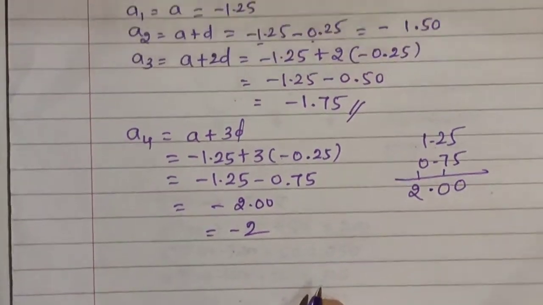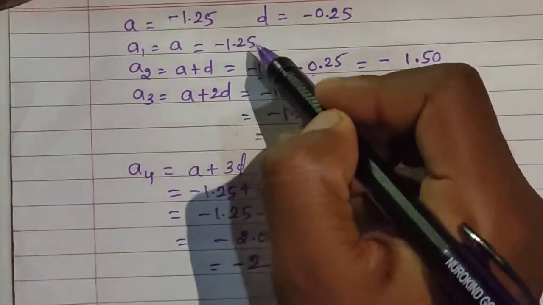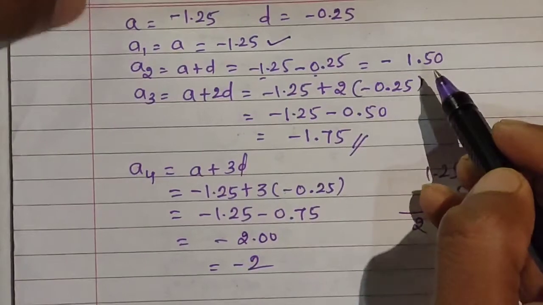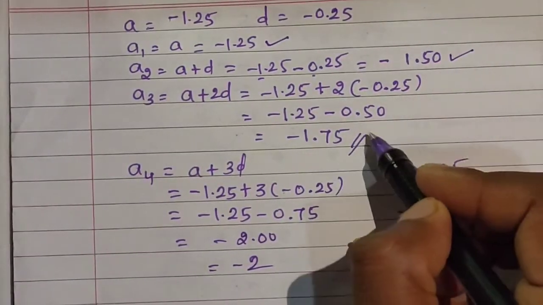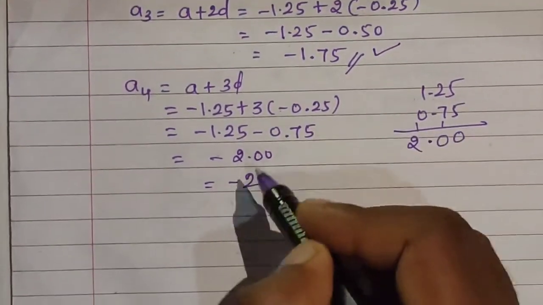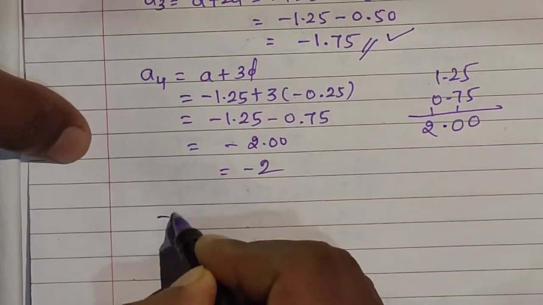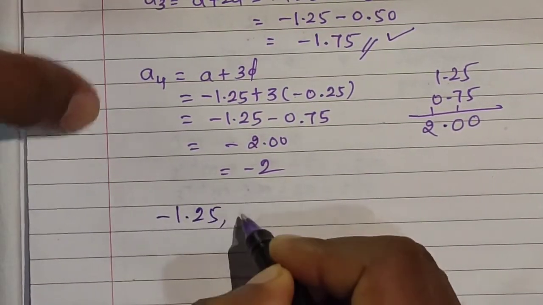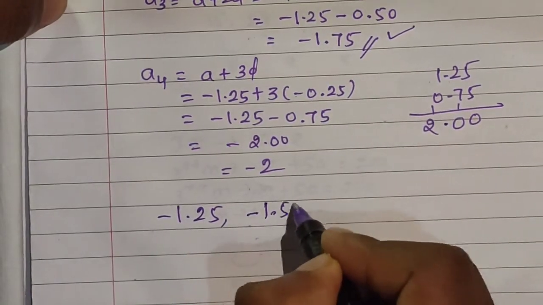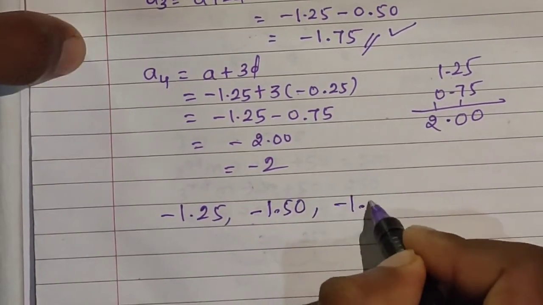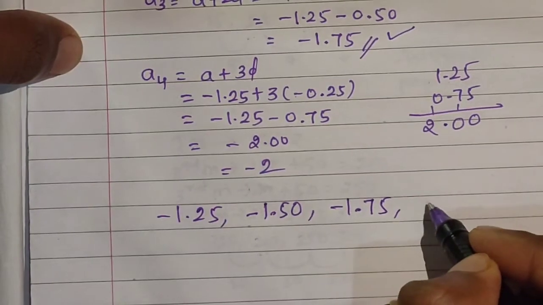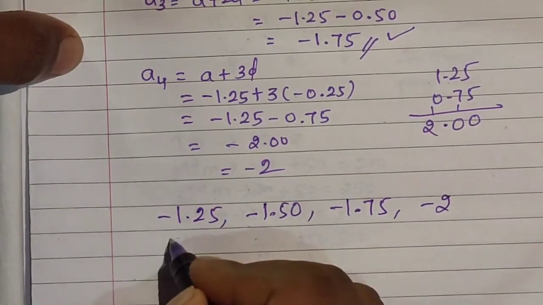We can observe first term is minus 1.25, second term is minus 1.50, third term is minus 1.75, last term is minus 2. We are going to write: first term minus 1.25, second term minus 1.50, third term minus 1.75, and the fourth term minus 2. This is your last answer.